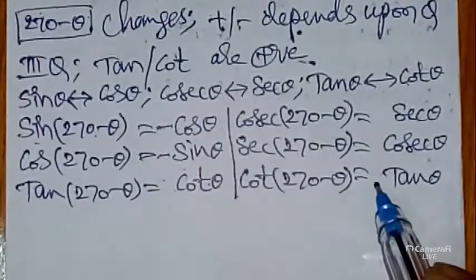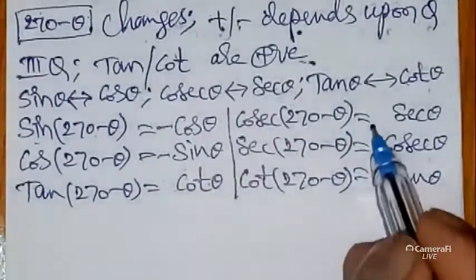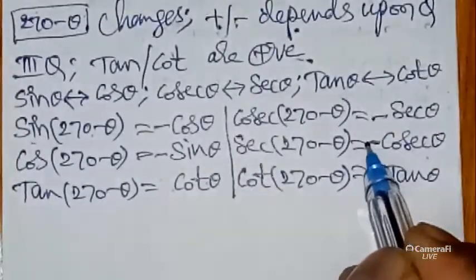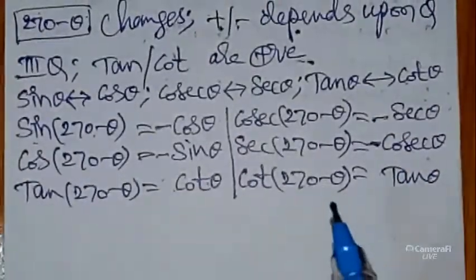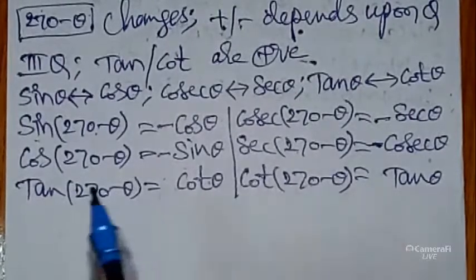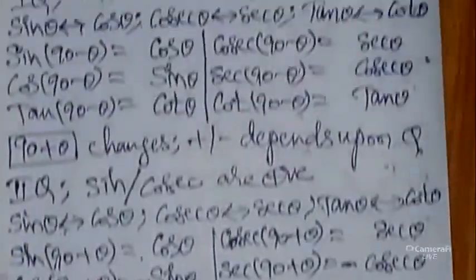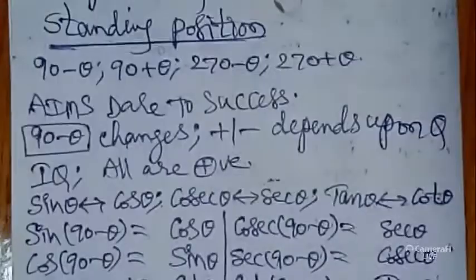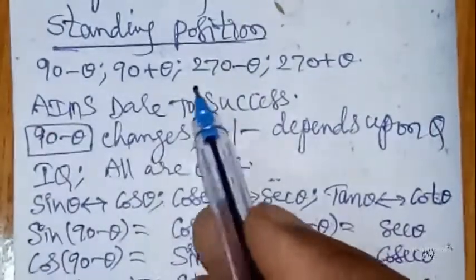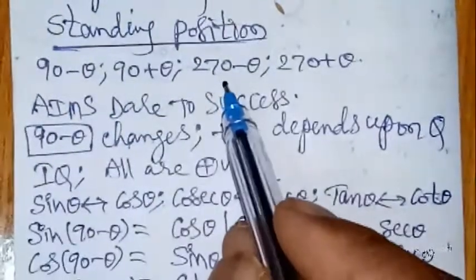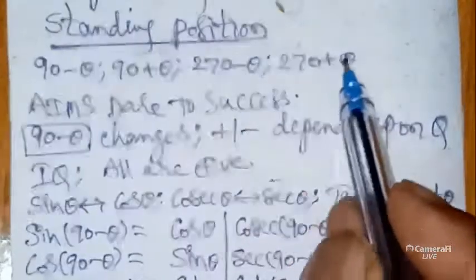So here cot is positive, no need to write a negative symbol. What about cosecant? Negative symbol. What about secant? Negative symbol. It is our logic, my dear students. It is related to 270 minus theta. One second, we will go and check the standing position related. 90 minus theta completed, 90 plus theta completed, 270 minus theta completed.